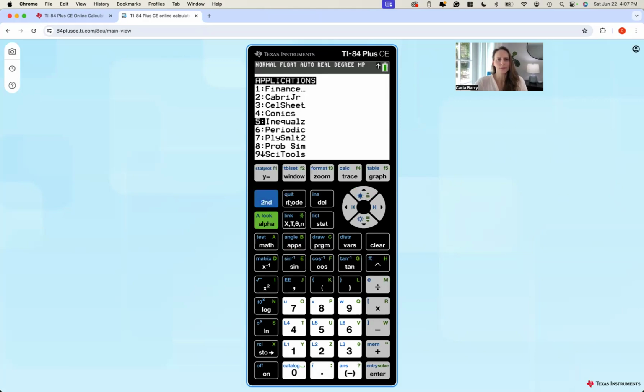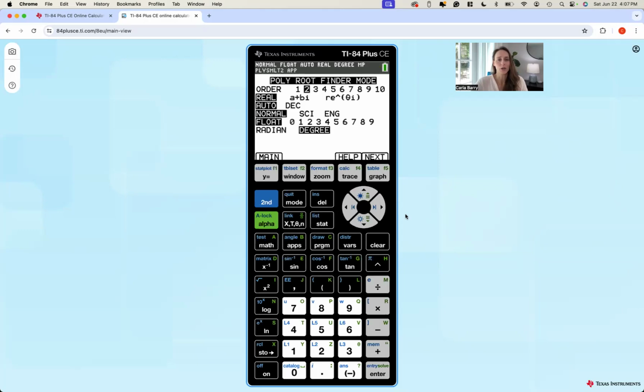So I can press 2nd Mode to quit out of the screen. To get back to the apps, I'm just going to press the apps button, which is that button right there. The first one we're going to look at is probably one of the most useful features for the SAT or the ACT if you're taking the ACT, and that is PlySmlt2. When I open PlySmlt2, I actually have 2 features I could use in here: polynomial root finder or simultaneous equation solver.